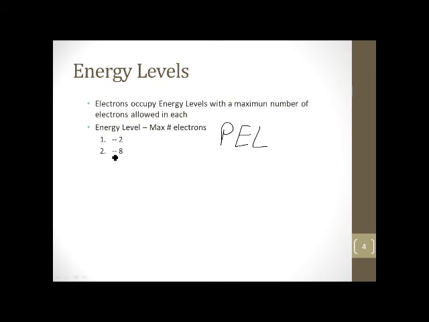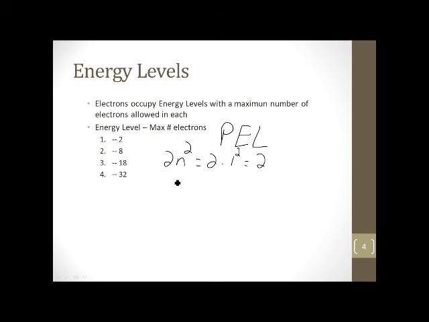Principal energy level 2 can hold a maximum of 8. Energy level 3 can hold up to 18. Energy level 4 can hold up to 32. There's actually a mathematical formula for that, which is called 2n squared. So the first energy level: 2 times 1 squared, 2 times 1 squared is equal to 2.